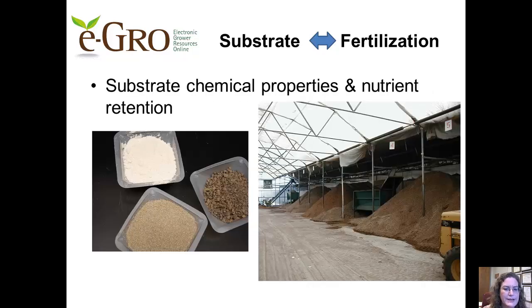A less important connection between the substrate and fertilization is that substrate chemical properties, that is, a substrate's cation exchange capacity, influence nutrient retention in the pot. This relationship is not as critical in our soilless substrate production systems, during which we can easily provide nutrients via soluble feed. But the point is that we can select substrate components that will help keep nutrients in the pot and abate excessive leaching of them.